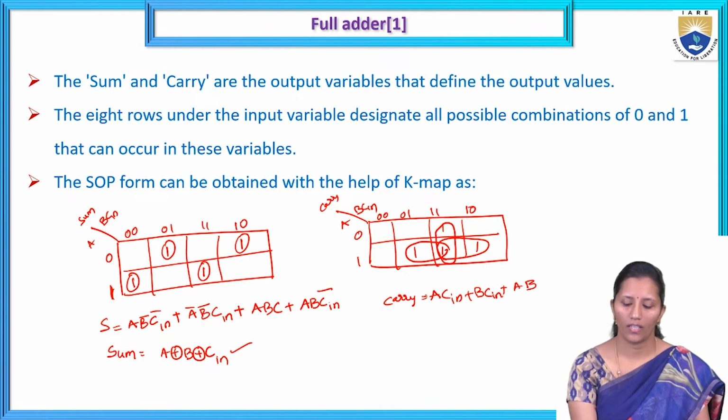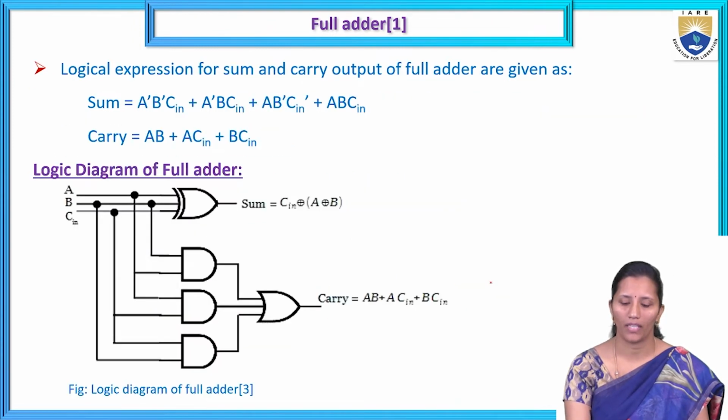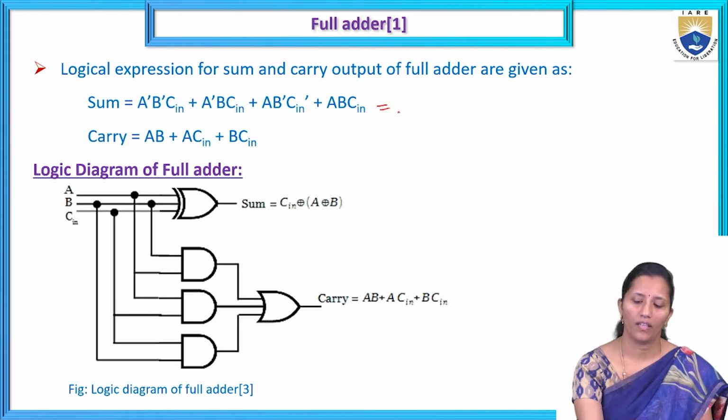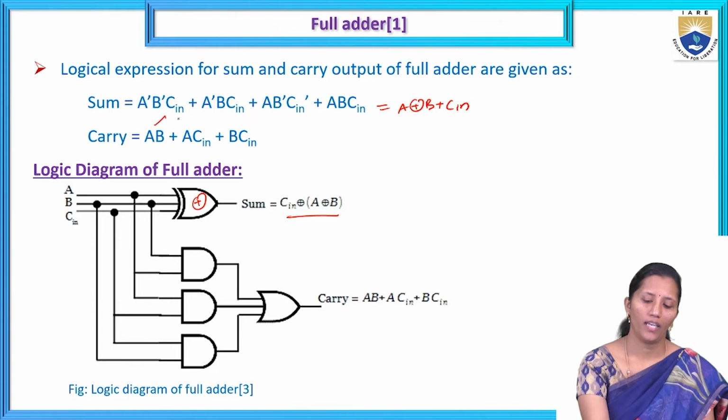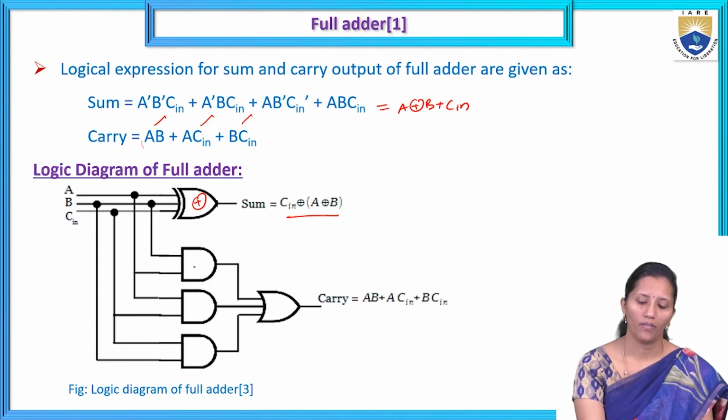Okay, so these two are the equations for sum and carry. So we can write this as A XOR B XOR C in. Okay, so sum is given to the 3 input XOR gate. We are going to get A XOR B XOR C in, and for carry AB, AC, BC. So these products will be given to the AND gate. So here you will get the AB.